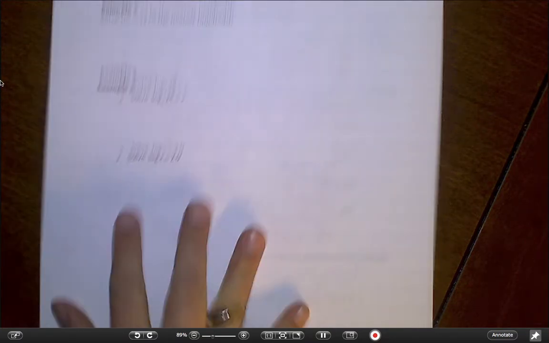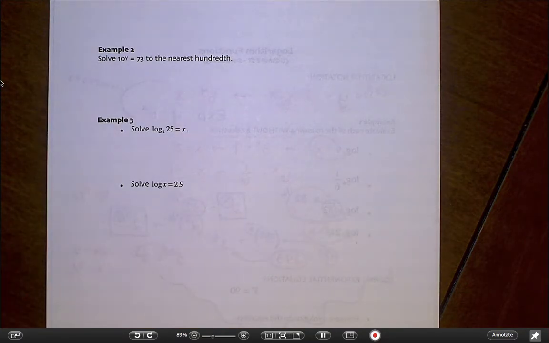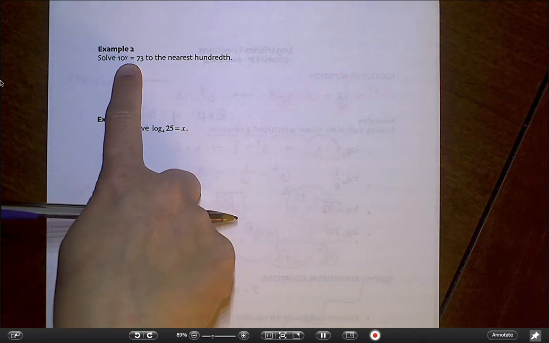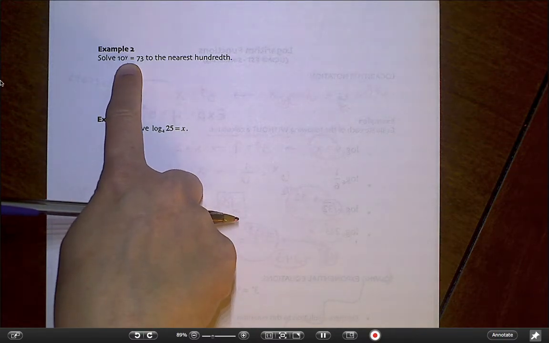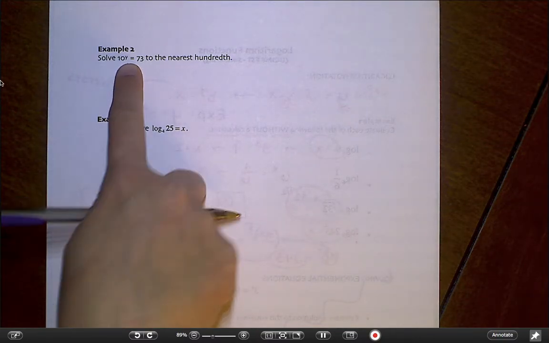All right, let's look at our example 2 here. Okay, so example 2 is a base 10. All right, and what we're going to do is we want to rewrite this thing in log form, and then I want to talk to you about a certain kind of log that I didn't mention before.